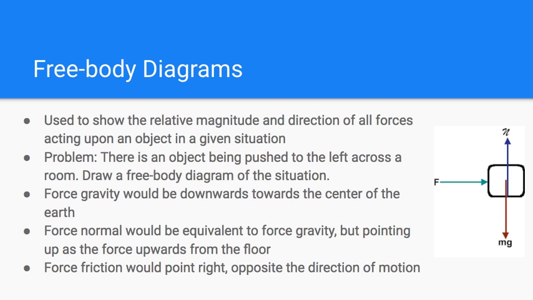First, we think about gravitational force. We know gravitational force always points downwards towards the center of the Earth, so we will draw an arrow pointing down from our box. Then we think about normal force. We know it will be equivalent to the force of gravity, but pointing up as the force is upwards from the floor, supporting the weight of the object. Then friction would point to the right, opposite the direction of the motion of the box being pushed to the left. Tension force would not be included in this free body diagram because there's no rope or string or wire involved.